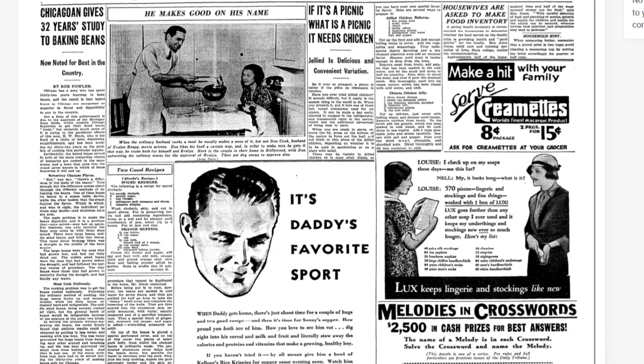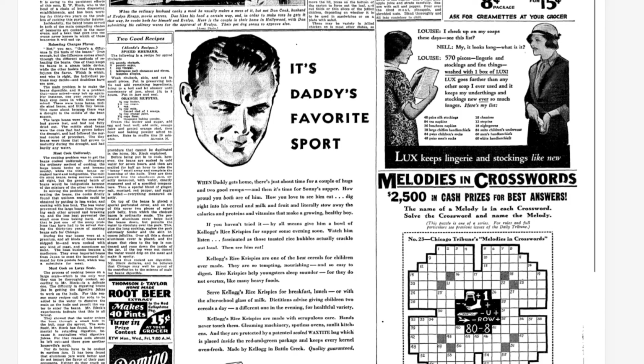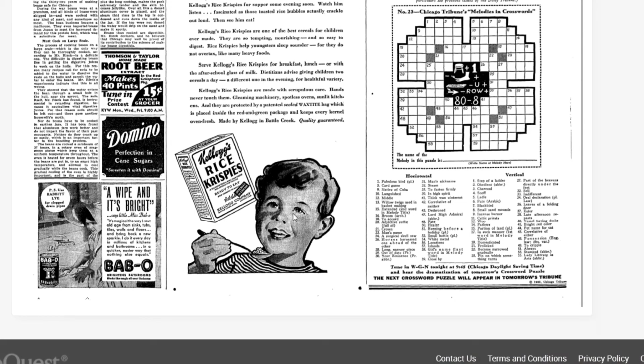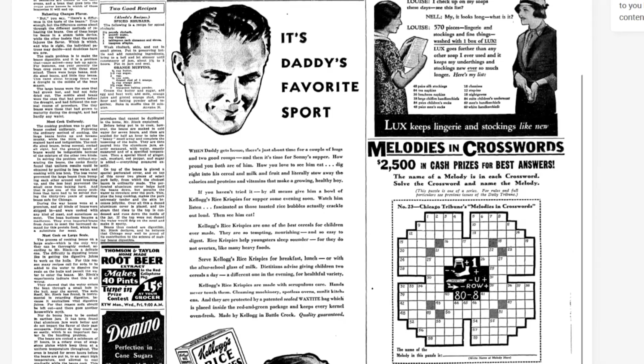I also love looking at the ads here. We've got ads for soap, and Rice Krispies, and all kinds of fun stuff. So I really enjoy this because you can get a sense of what people were looking at, what they might have been striving for in their lives, and also just what their expectations were.